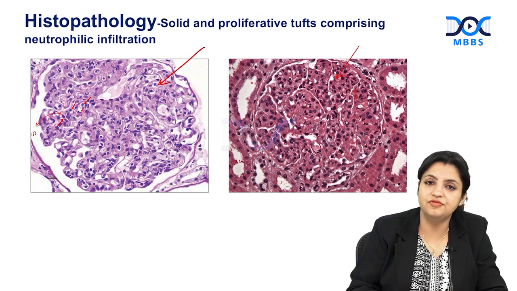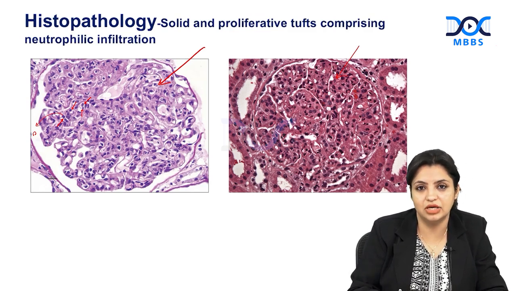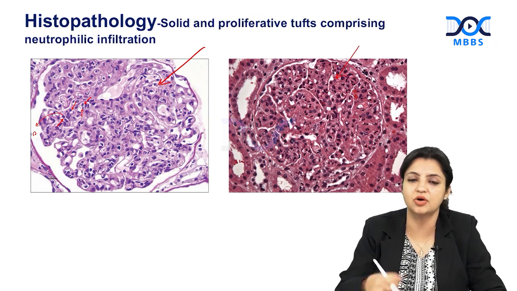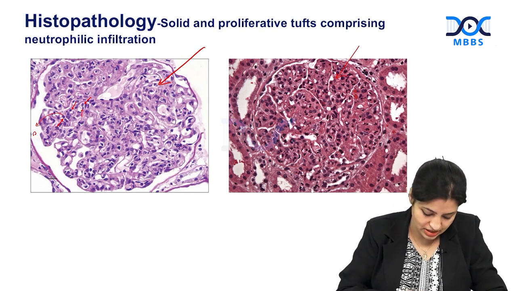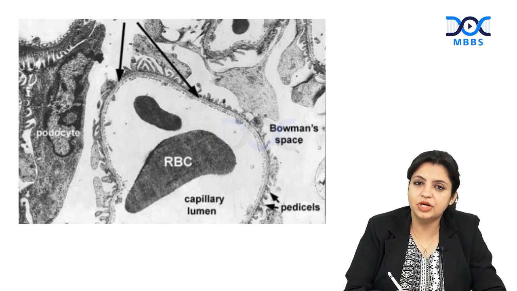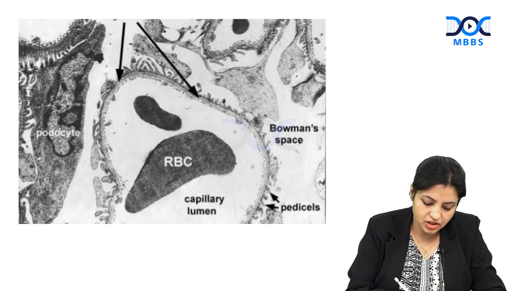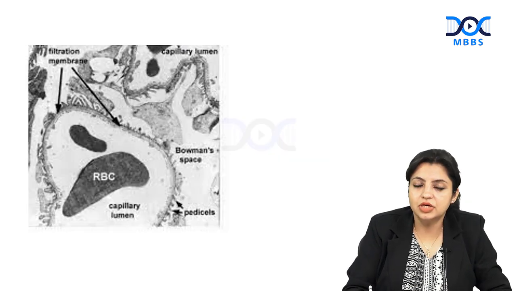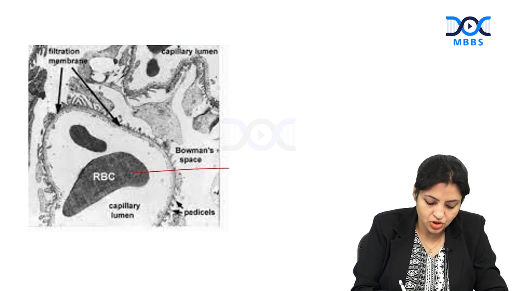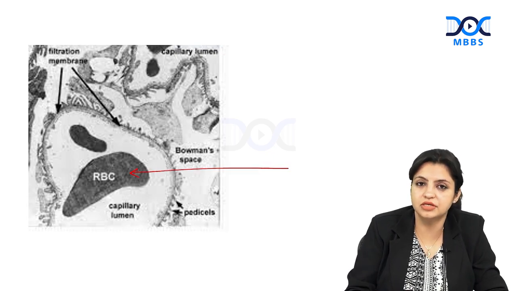Now, if you look at the electron microscope, let's first look at the basic electron microscopy to understand how it looks. Look at this electron microscopy here. The dark material you can see in the center is your RBCs. So let's look at the normal electron microscopy. You all know that this dark structure in the center is the red blood cells.